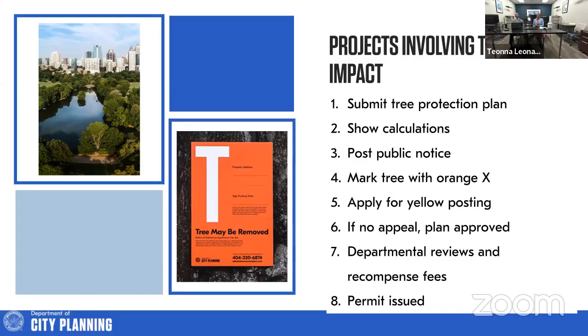So your tree protection plan is required. You have to show calculations of any trees that are being removed. There's a recompense fee that may be required to pay, and there's a formula regarding that. You must also mark all those trees with the orange X, and then go through your posting period. Again, if no appeal, then the plan will be approved and all the departmental reviews will be conducted and move forward.